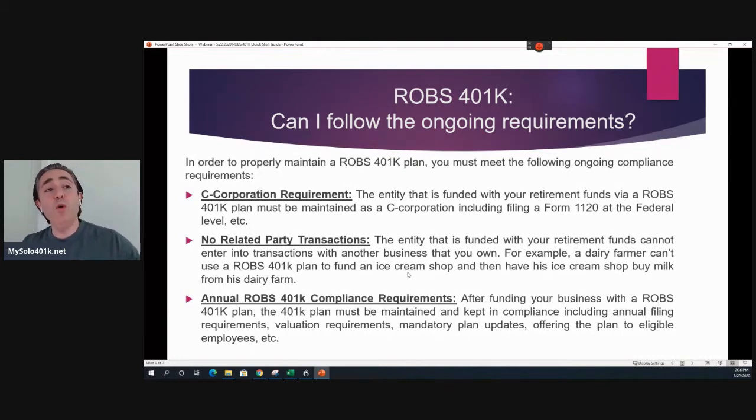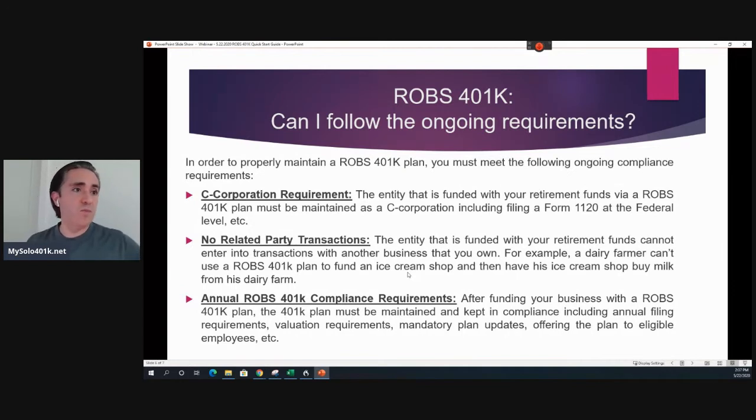But the ones that will always apply are going to be the C corporation requirement. So you might have a tax advisor who's saying, yeah, you should really do this as an S corporation. Unfortunately, that's not going to work. You have to run the business as a C corporation. That means you're going to be filing an 1120 every year at the federal level with the IRS. It has to be a C corporation.